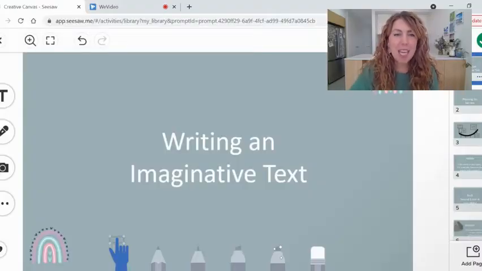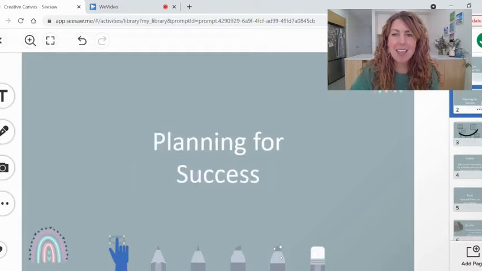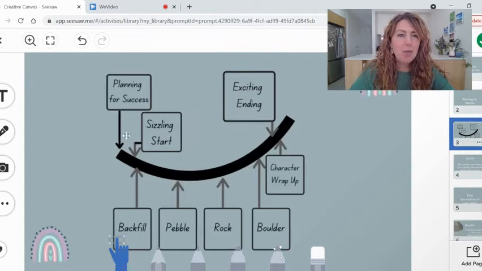We're going to be looking at planning for success again today. Yesterday, you spent a lot of time searching for ideas, getting your creative juices flowing. Today is the day you're going to lock in the idea you're going to write about, and then you're going to flesh it out so that you've got a great plan for your story when we come to write it early next week.